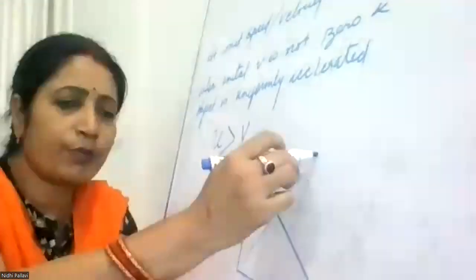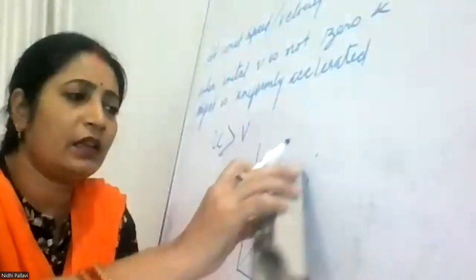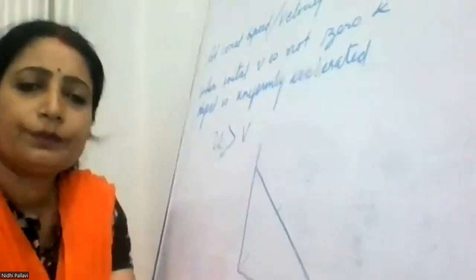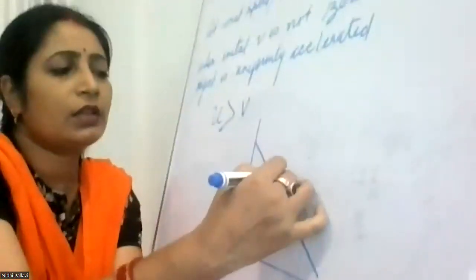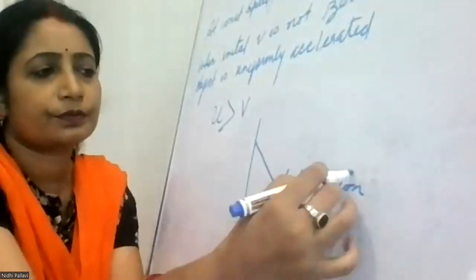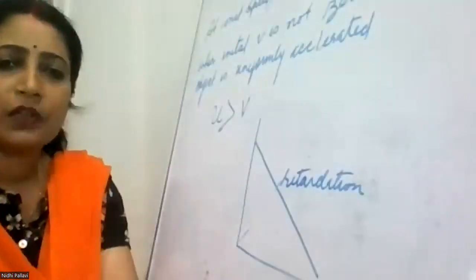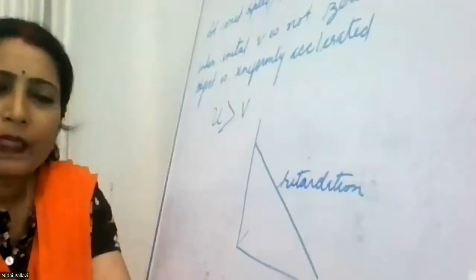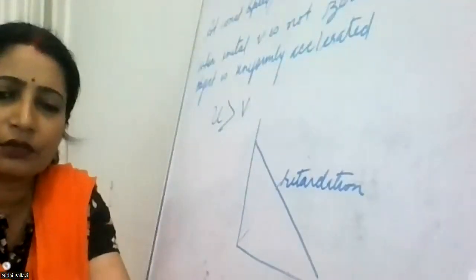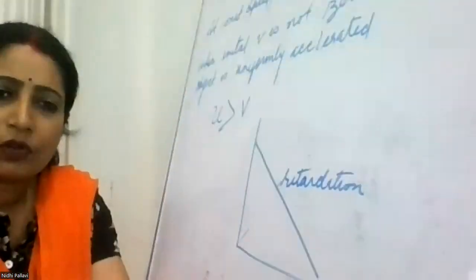You will not get a slope in the upward direction. Rather, you will get a slope in the downward direction. And this is called what? This is called retardation. What do we call this? Retardation.